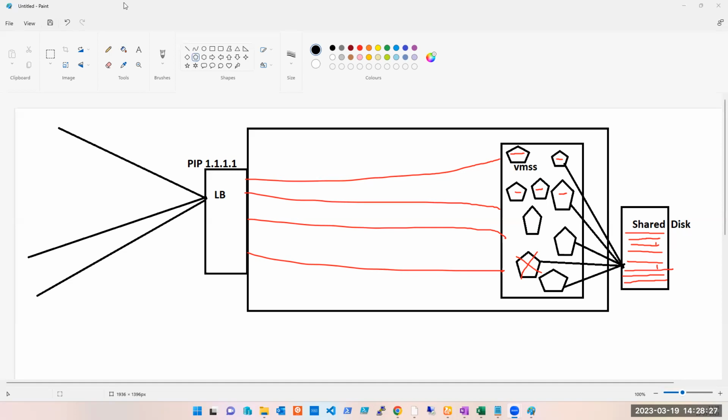Here my question was: what data are we actually storing in the shared disk, because every VM will already have its own volume for supporting the operating system and whatever data is there? Let me open a website for you and I'll explain it to you.